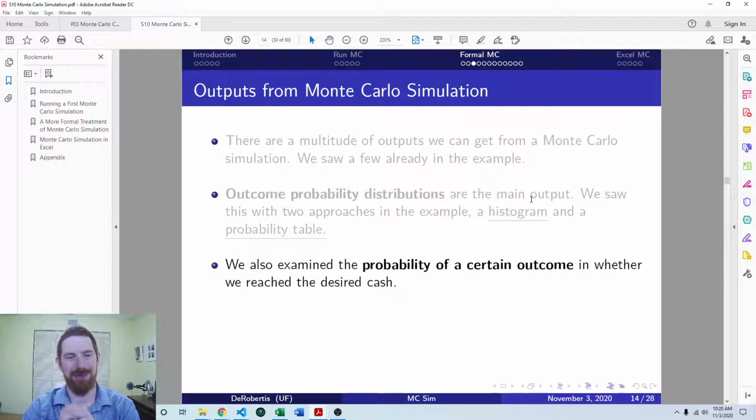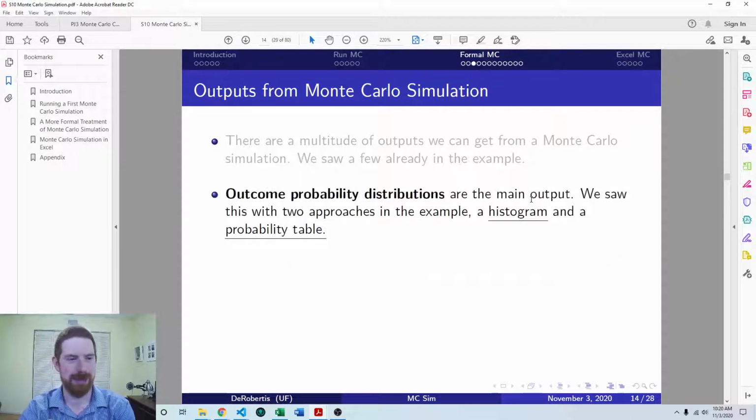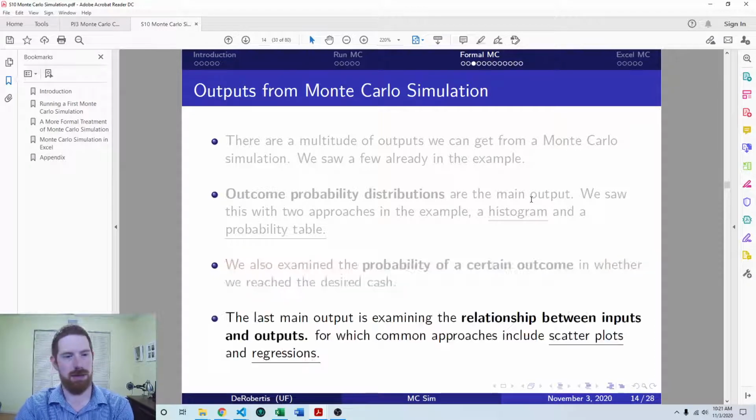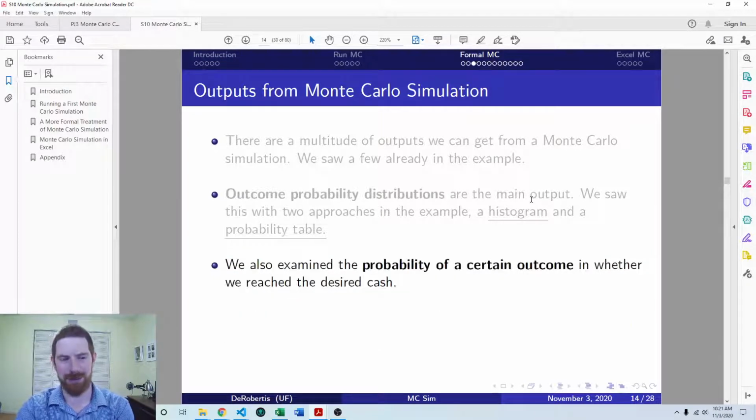Then we also have the probability of a certain outcome. This is within the idea of looking at the probability distribution of the outputs, but it's just looking at one particular point on the probability distribution. That particular point is some goal or objective that we care about, and so we want to evaluate the probability of achieving that objective or outcome. In our investment returns model, that was: what's the chance that we're going to get the $1,050 that we need to satisfy our obligation?